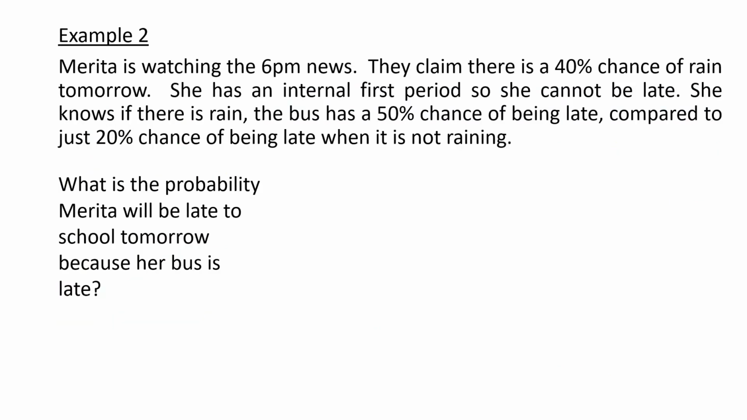All right, let's move on to example 2. Marita is watching the 6 p.m. news. They claim there's a 40% chance of rain tomorrow. She has an internal first period, so she can't be late. She knows that if there's rain, the bus has a 50% chance of being late, compared to just 20% chance of being late when it's not raining. We're going to work out the probability Marita will be late to school tomorrow because her bus is late.